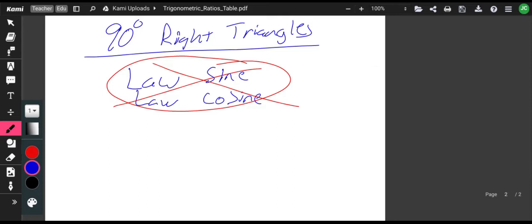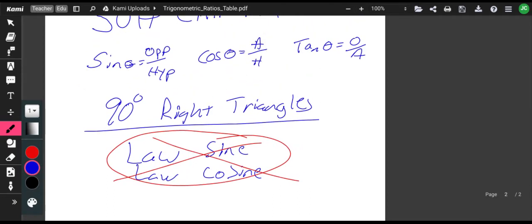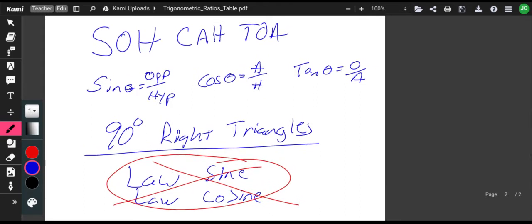With that said, we are going to focus on the idea that SOHCAHTOA is going to help us solve for the triangles, solve for the sides or the angles of the triangles. One of the things that you need to know is where this idea of SOHCAHTOA came from. It is very important that you always ask the question: where did these terms come from?